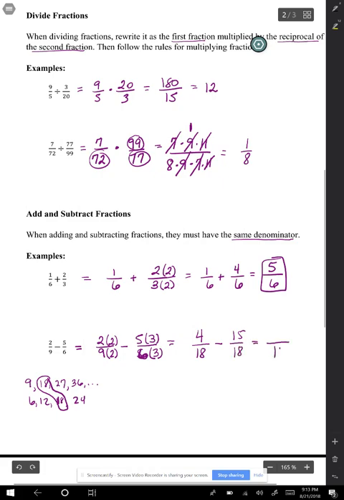We write down the common denominator, and then 4 minus 15. So we learned earlier, you can think of that as 4 plus negative 15. The signs are different, so I subtract and keep the sign of the larger number. So that would be negative 11 over 18.